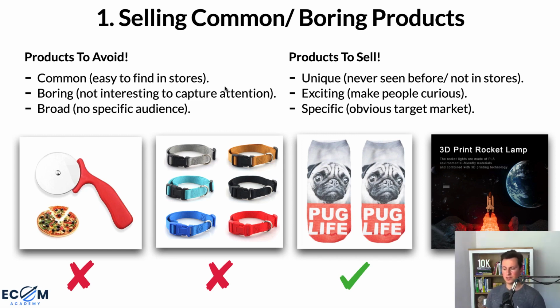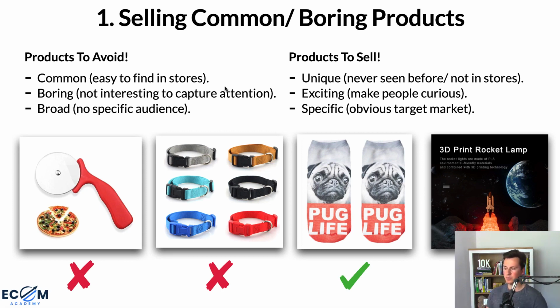Whereas with the next product, the Pug Life Socks, even though it's within that same dog niche, it speaks to a specific section of your niche, a sub niche I like to call it. Therefore, when somebody sees something like this, if they own a pug, they're going to have more of a connection with this product, and therefore they're much more likely to buy it.